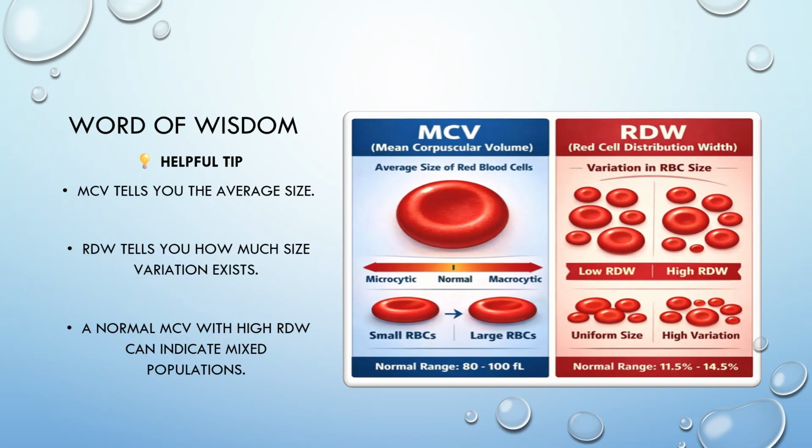This is why correlating analyzer results with the peripheral smear is so very important. The instrument gives us statistics, but the microscope shows the actual population. So if you remember nothing else from this slide, remember this simple rule. MCV gives you the average, RDW tells you the variability, and together they often provide the first clue that something interesting is happening in the red blood cell population.